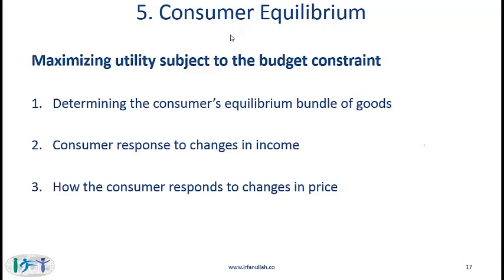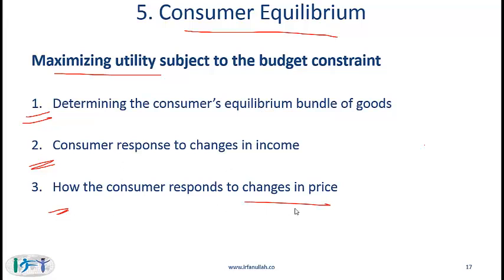Section 5, Consumer Equilibrium. Here we will combine the concept of indifference curves with the budget constraint to identify the utility maximizing bundle. Here are the specific subsections. I've already talked about the utility maximizing bundle. We'll also look at consumer response to changes in income and how the consumer responds to changes in price.